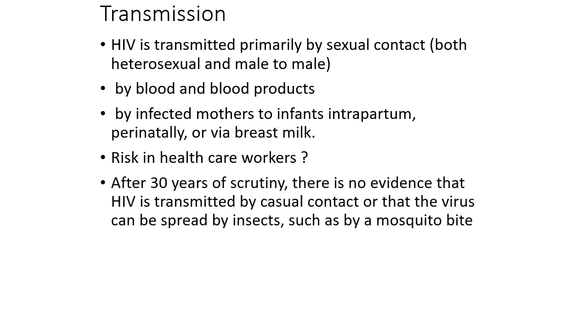After 30 years of scrutiny, there is no evidence that HIV is transmitted by casual contact or that the virus can be spread by insects. It is not a vector-borne disease.